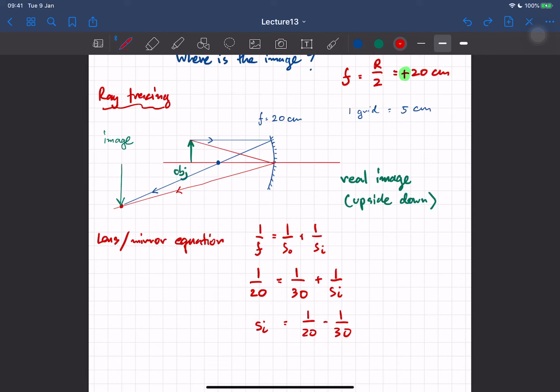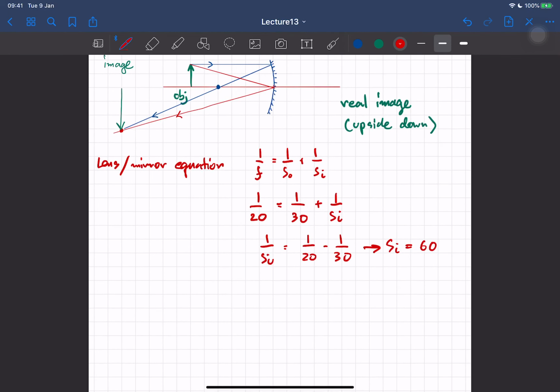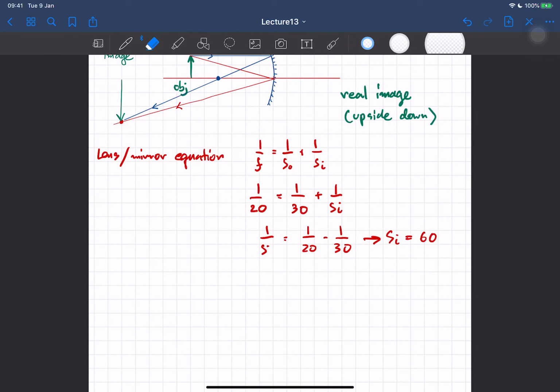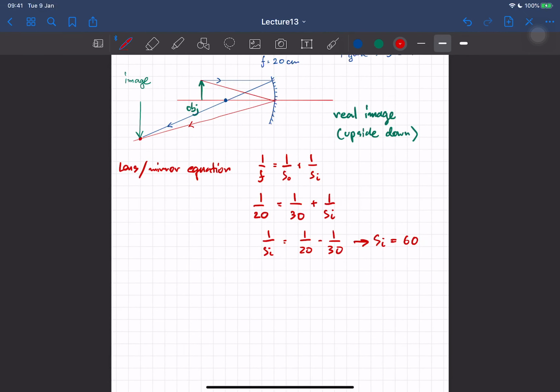Sorry, I shouldn't write it this way. This is wrong. So 1 over Si is that. So Si is equal to 60. Okay. So what I just did is a classic mistake that people make on the exam: you forgot that it's 1 over Si and then you get confused. So try not to do this.